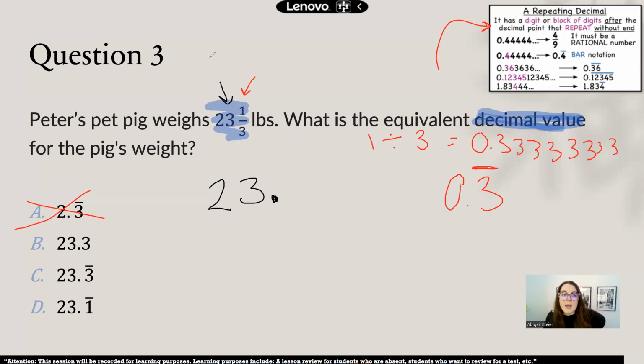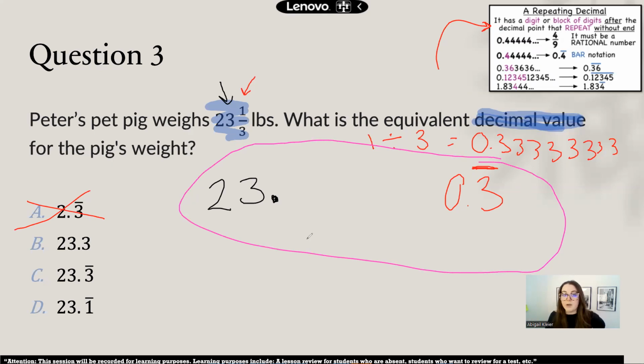So now let's look at what we have here. We have this whole number of 23, and then we have this 1/3 that we've converted into the decimal of 0.3 repeating. So at this time, I need to combine the two of these numbers in order to create a final number. So 23 plus 0.3 repeating gives me a final answer of 23.3 repeating. So that means that C would be our correct answer here.